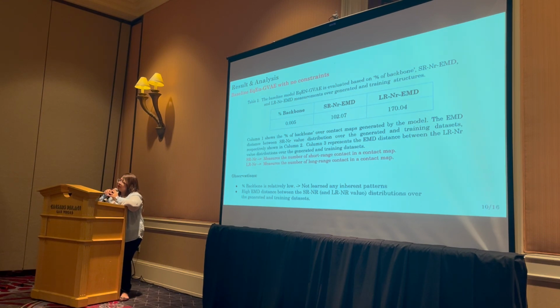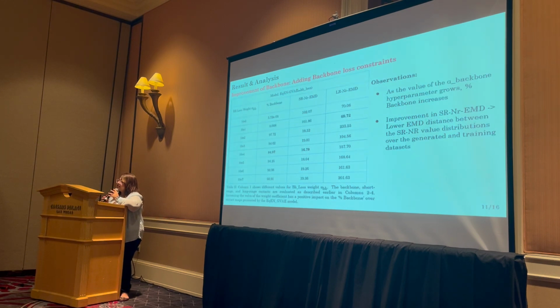So we can see some observations here. First of all, the percentage of backbone is relatively low, so we can say that the model has not been able to learn any inherent patterns. And in column 2, for the short range contact, there is a very high EMD distance between the distribution over the generated and training data set. Of course, as it is EMD distance, we want the value to be as low as possible.